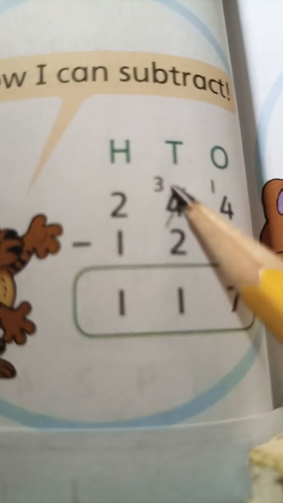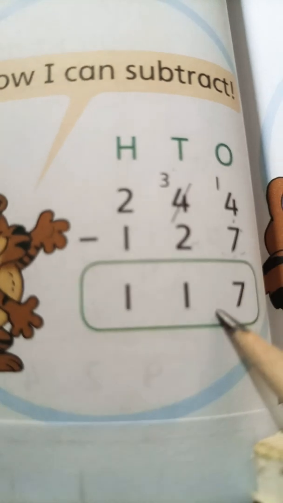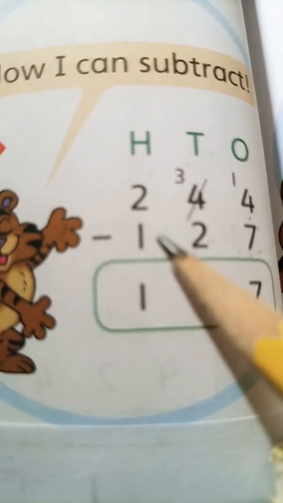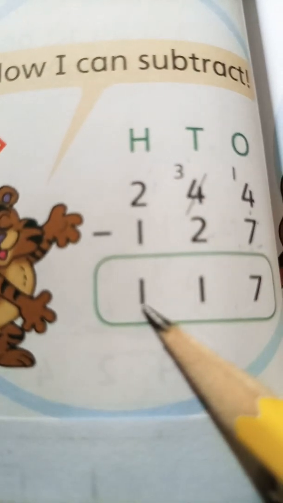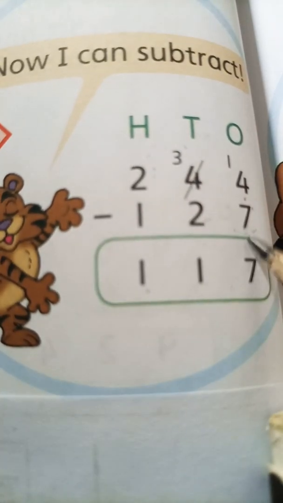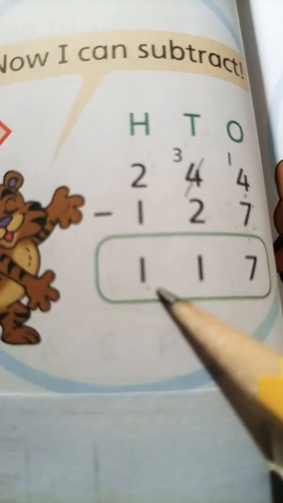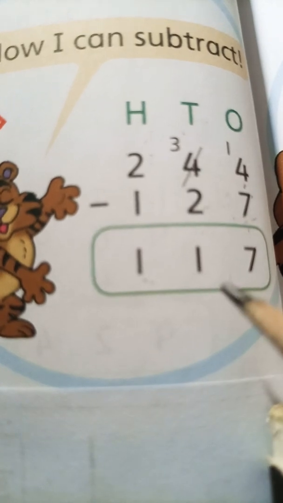Next, in the tens column, he is left with the number 3 and then he subtracted 2 from the number 3 easily. And here in the hundreds column, subtraction is too easy. He subtracted 1 from the number 2 and got his answer. So, Tiger has subtracted 127 from the number 244. The answer was 117. So students, it is so easy. You can also subtract in this way.